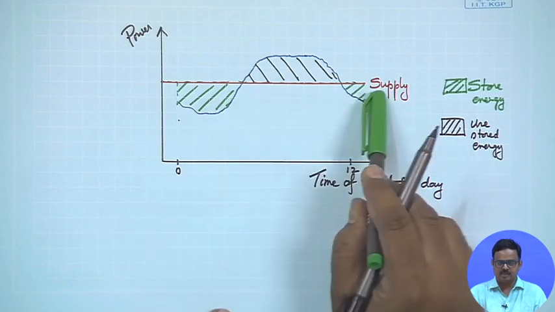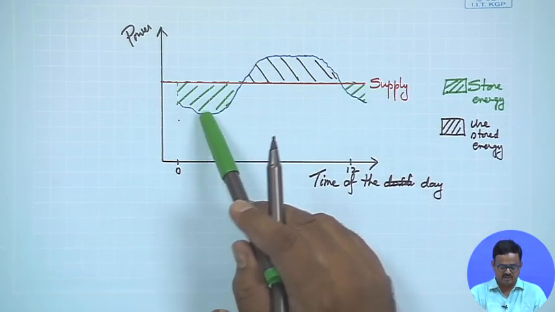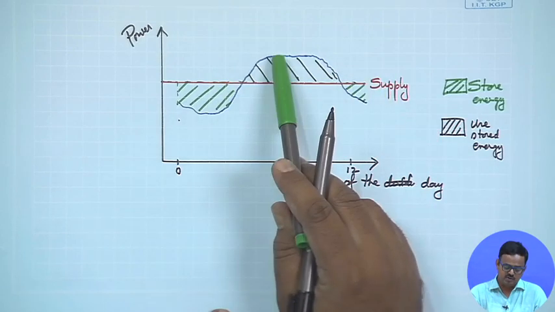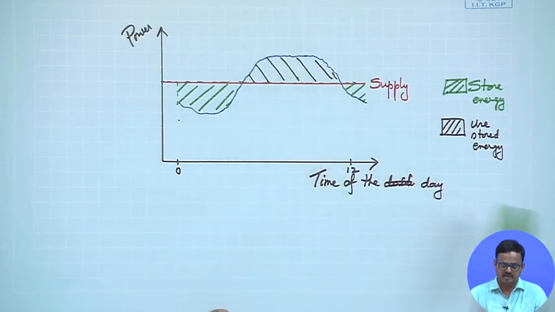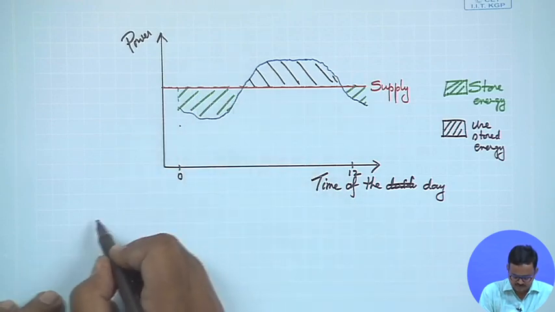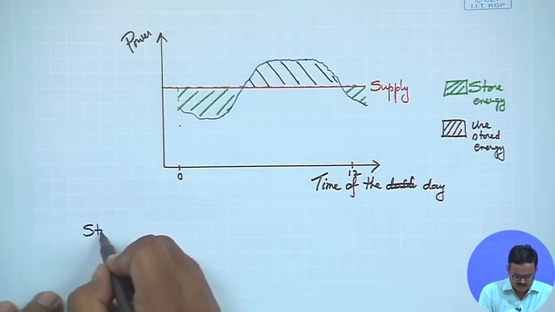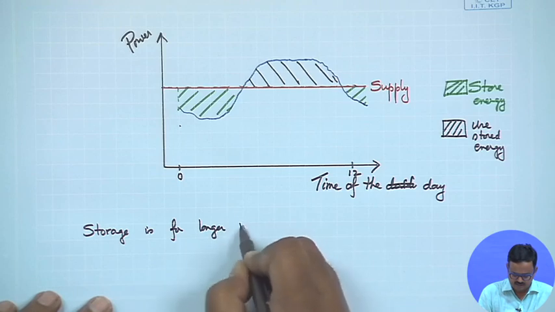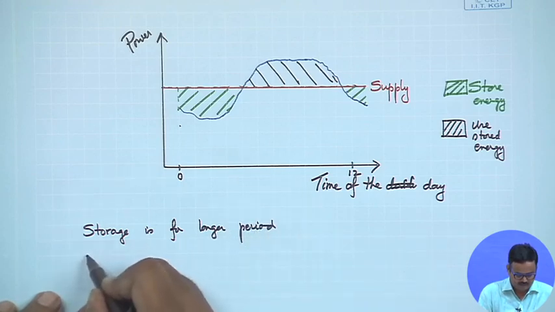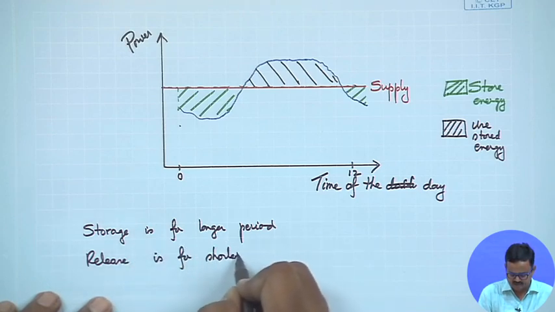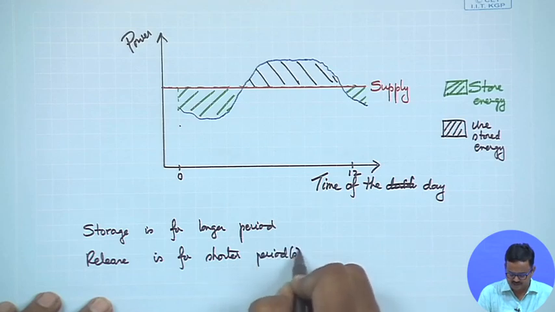So what it means is, I have a steady supply which during off peak hours is more than what I need. Therefore, the additional supply that I have will be stored and will be used during the peak hour when the supply is less than what I need. Clear? So this is how it is done. The way I have drawn is a little different. Actually, the supply line should be a little higher, because the storage is typically for a longer period, and release is for a shorter period, or periods. It can be more than one.